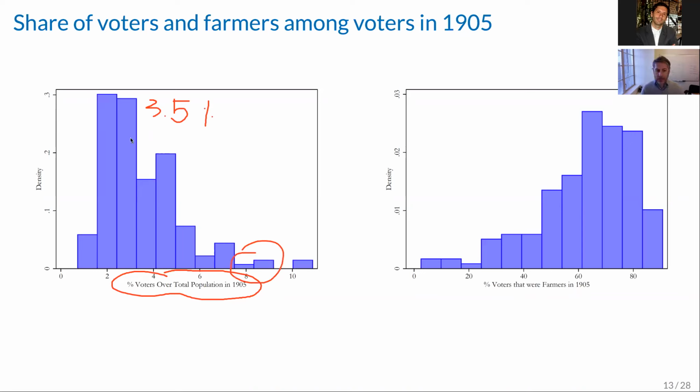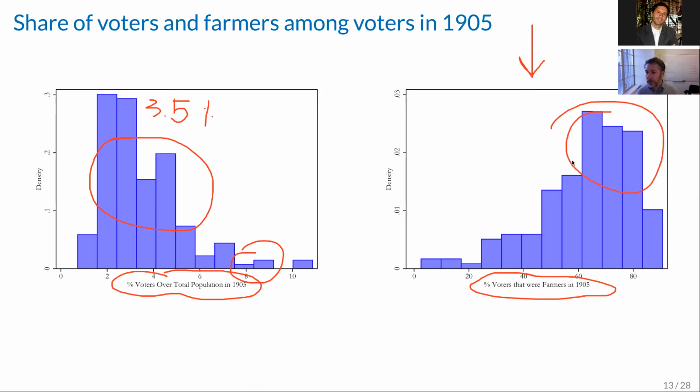And here on the right is the share of voters that were farmers. Of course, there might be mistakes in this. It's actually not self-declared. This is based on when you went to register to become a voter, they would ask what your occupation was. Then you have a lot of variation, but on average something around 60%, which corresponds to the economy of the time, but also corresponds to how the elite was distributed.